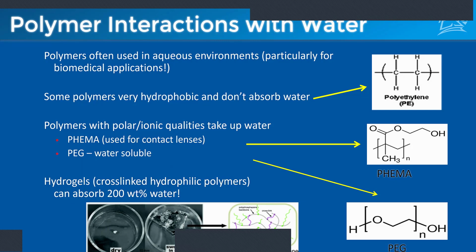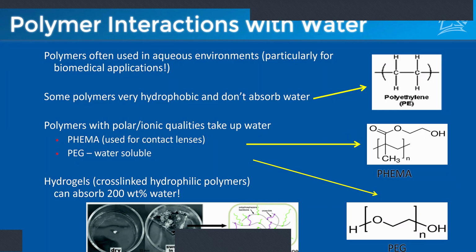Okay, we're going to talk about polymer interactions with water a lot during the second half of the semester, but I'll just sort of introduce the concept here since we've been talking about interactions between polymer chains. Most polymers used for biomedical applications are in contact with water or some kind of aqueous environment, because our body is largely comprised of water. And so how does this affect polymers?